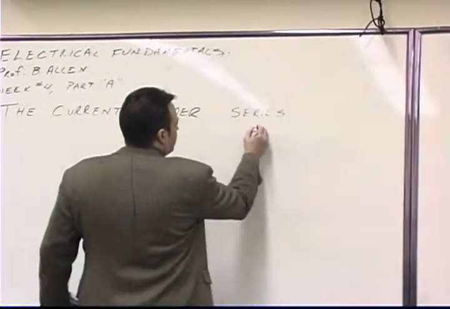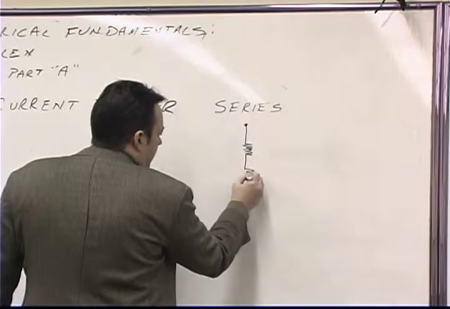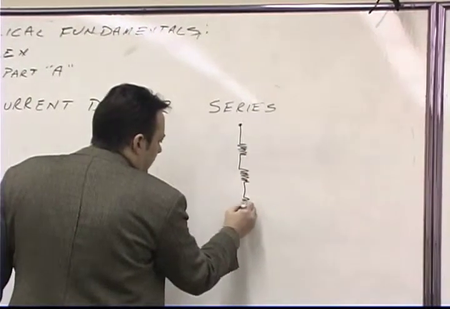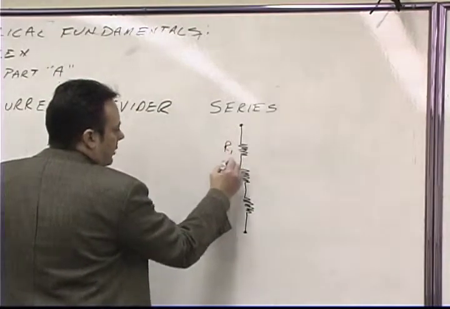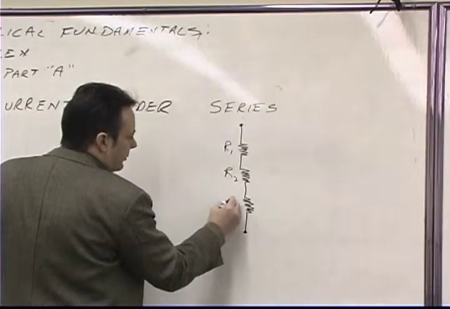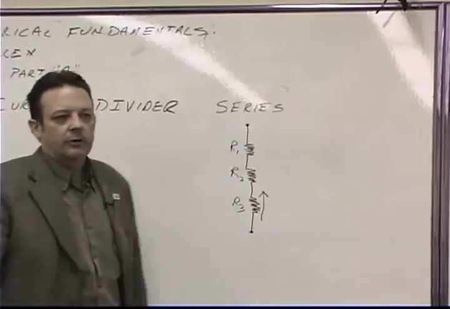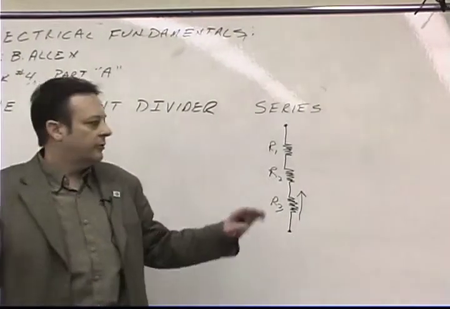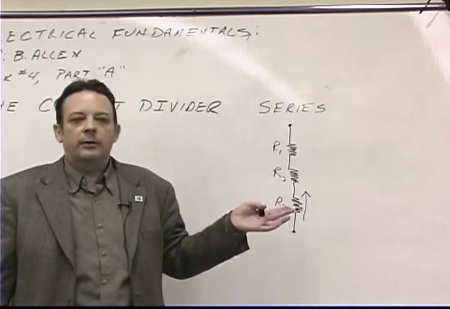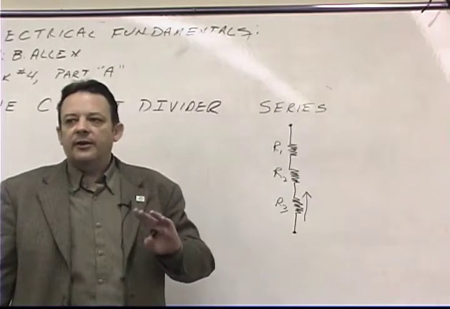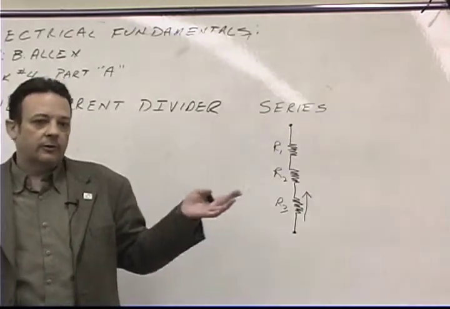Series connected circuits are circuits that are connected in a cascade configuration or connected end to end. And as a result, if this were resistor 1, this were resistor 2, this were resistor 3, the current would be forced to flow through each resistor with the same magnitude. In other words, in a series circuit, current's always the same. That's the way that you define a series circuit. If the current is not the same in all components, then the circuit is not series. If it is, then the circuit is in series.